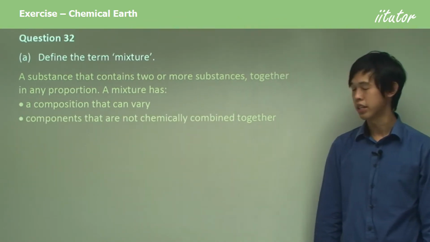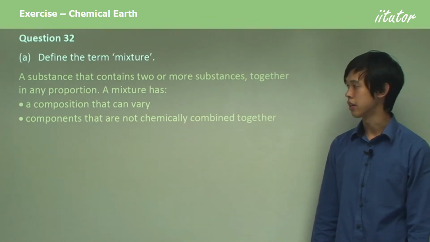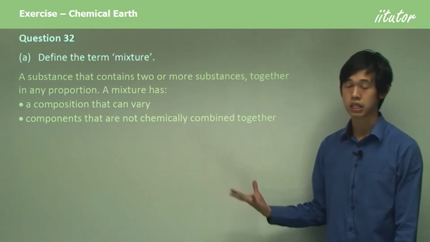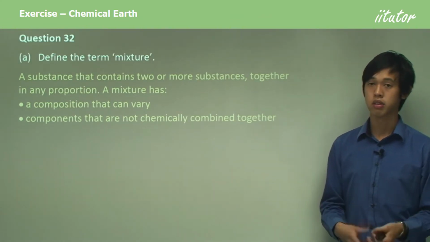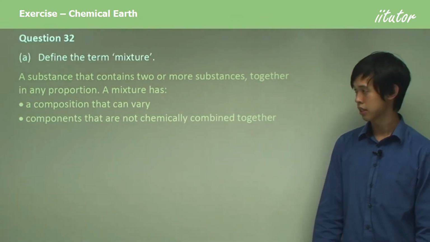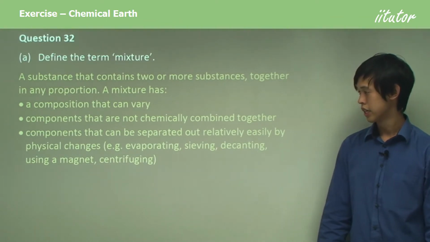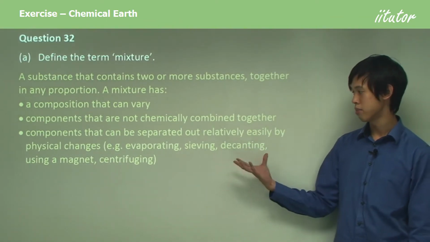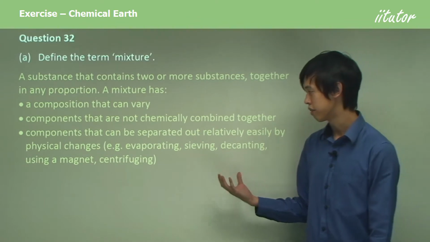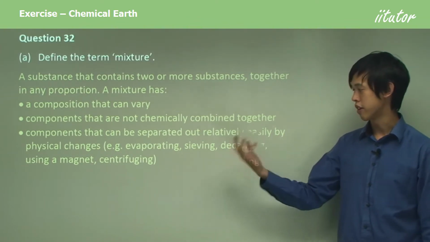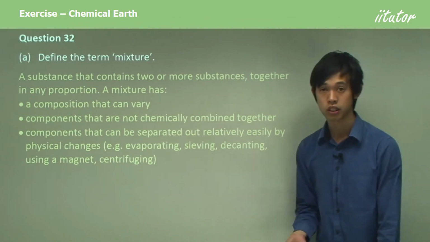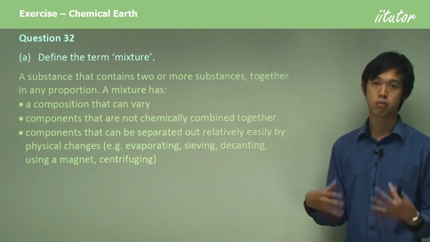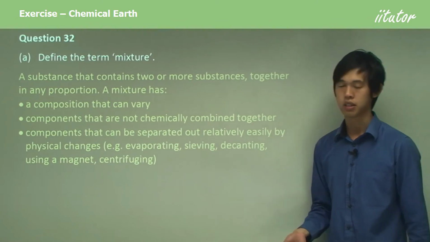Components that are not chemically combined together. So that's another key point. The components are not chemically bonded. So the ethanol and water are not chemically bonded together. You can separate them quite easily. Again, so here you go. Components that can be separated out relatively easily by physical changes. So either by evaporating, sieving, decanting, using a magnet, or centrifuging. So you can separate them with physical changes. So that's an easy one.